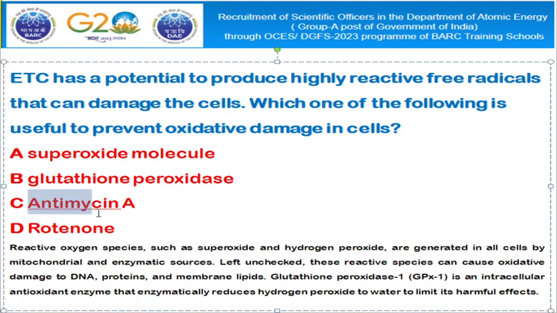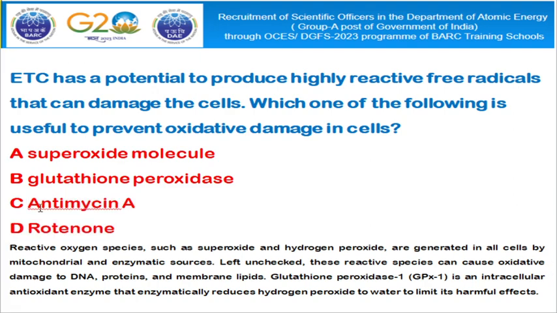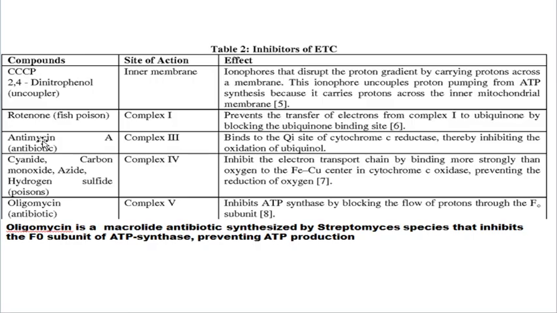If you take option C and option D, antimycin A and rotenone are inhibitors of the electron transport chain. Rotenone is a fish poison and inhibits complex 1 of the electron transport chain, preventing the transfer of electrons from complex 1 to ubiquinone by blocking the ubiquinone binding site. Next is antimycin A, which inhibits complex 3. It binds to the Qi site of the cytochrome bc1 complex, thereby inhibiting the oxidation of ubiquinol.